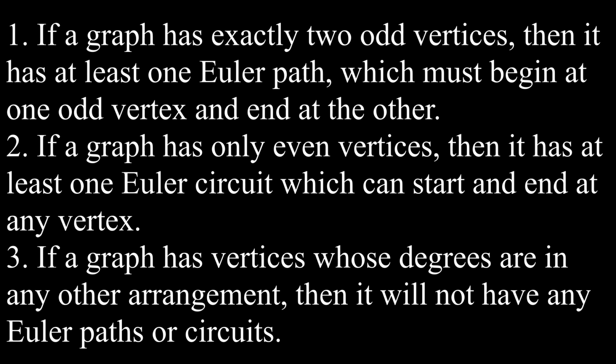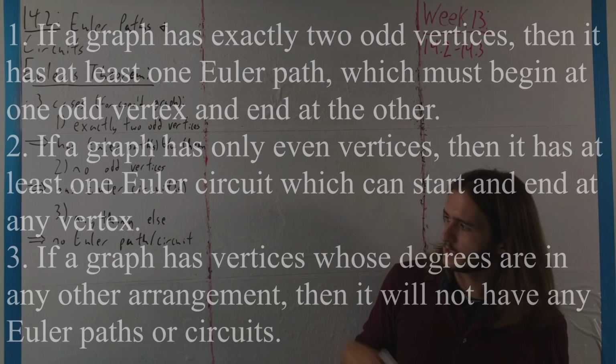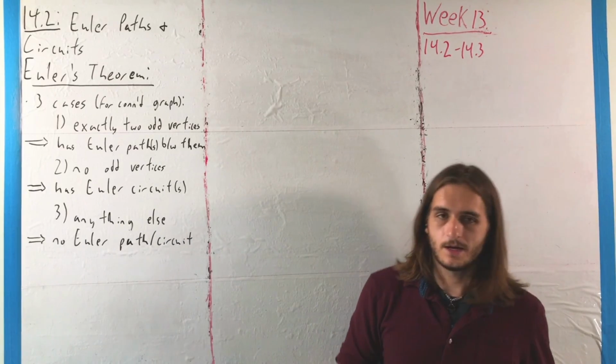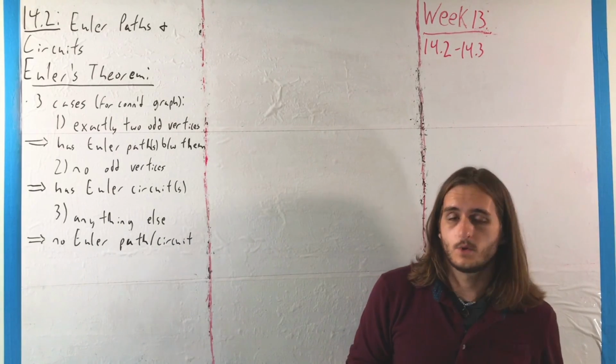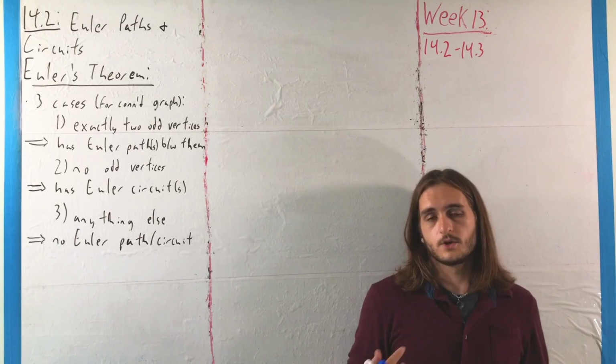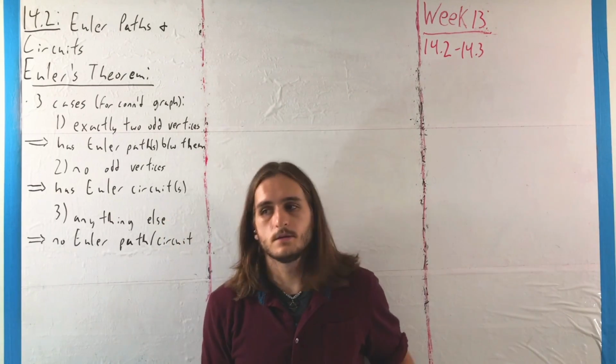And finally, for our third case, if we have a graph of any other arrangement of degrees, that is, we've got exactly one with odd degree or more than two, doesn't work. In those cases, we do not have either an Euler path or an Euler circuit. We've got nothing we can work with there in terms of being able to describe these patterns.